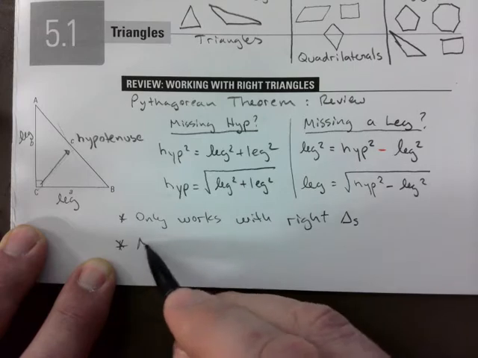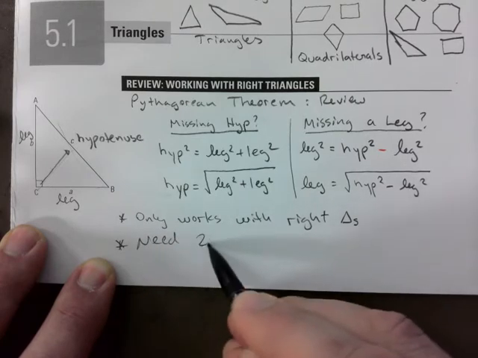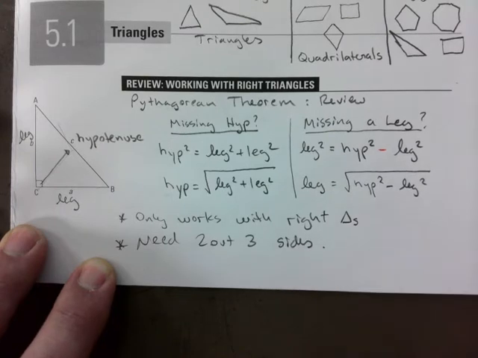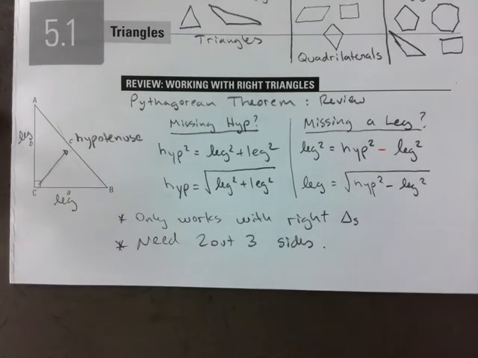And you need 2 out of 3 sides, right? You need to know 2 out of the 3 sides to get this to work. This is the blast from the past, right? I know you've all done Pythagorean theorem in some way, shape, or form. Okay.